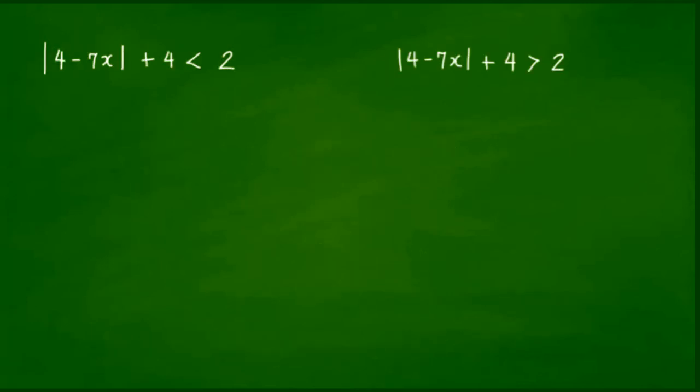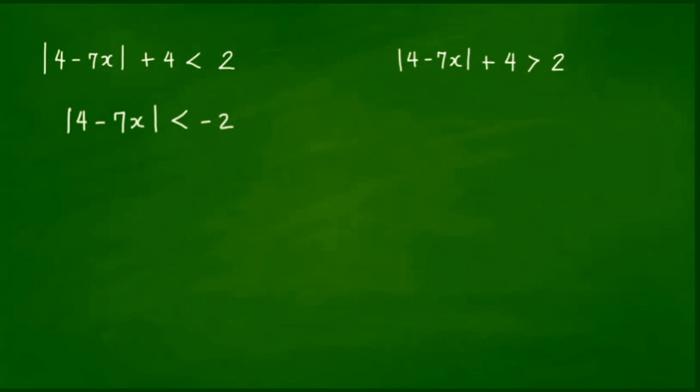Moving to our last two inequalities here. For this first one, again the first step is to move the 4 to the right hand side of the inequality. So here we will get absolute value of 4 minus 7x less than 2 minus 4, that is negative 2. That is the same thing as subtracting 4 from both sides of the inequality.